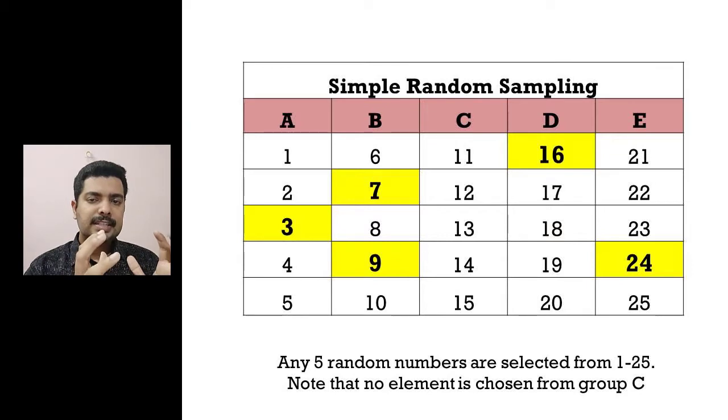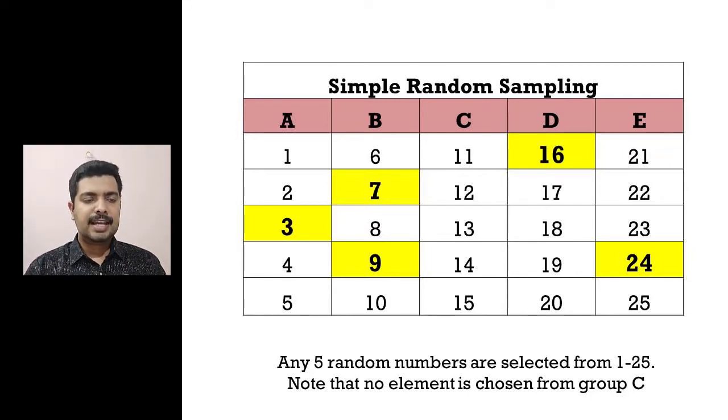Now let us look at this particular table as an example. You have 5 different classes possibly: class A, class B, class C, class D and class E. And you have numbers, like in class A you have 5 people, in class B you have 5 people, just like that. I just numbered them.